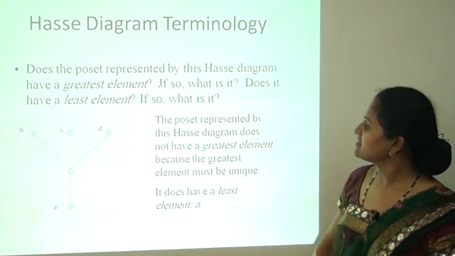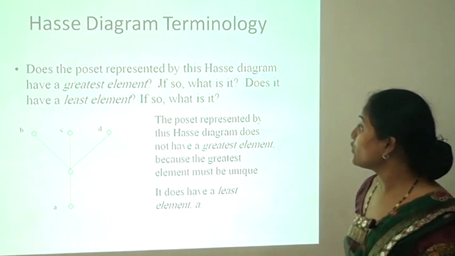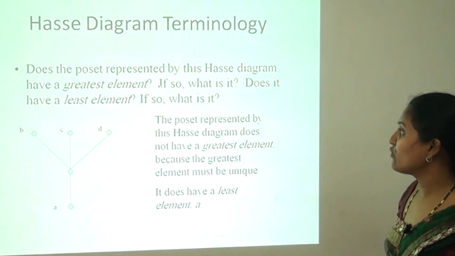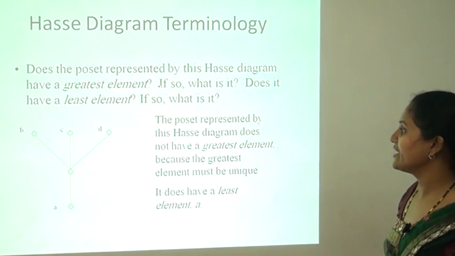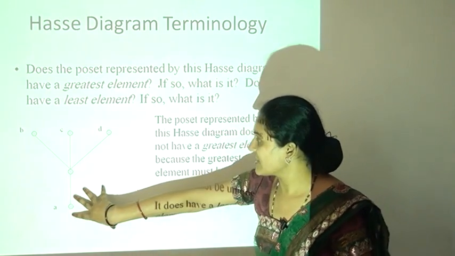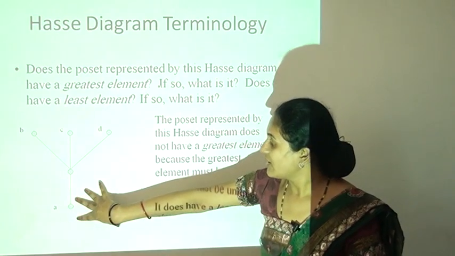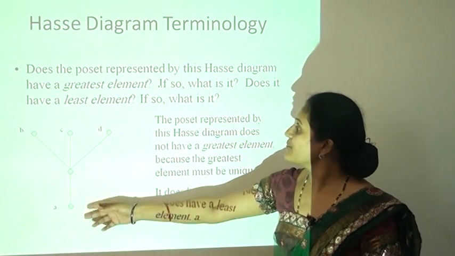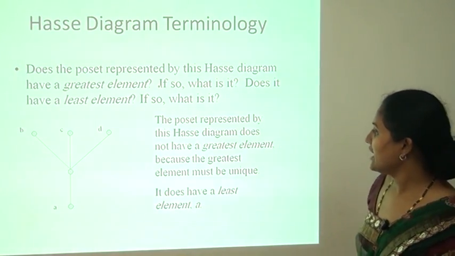Okay, so this is an example for this diagram. Does the poset represented by this Hasse diagram have a greatest element? If so, what is it? Does it have a least element? If so, what is it? The question is, in this diagram, we have to find out the least element and the greatest element. If present, what are those elements?